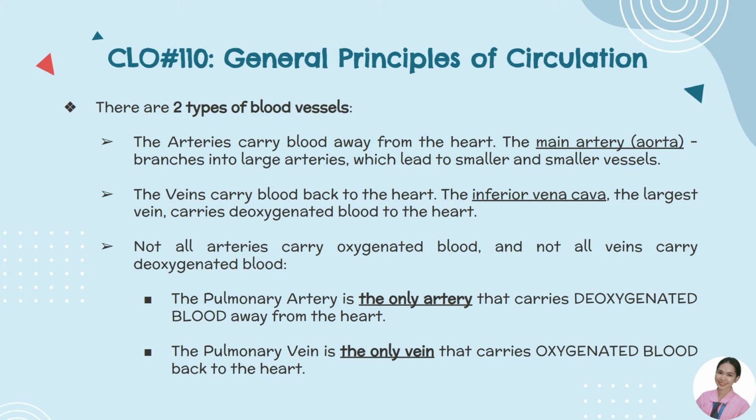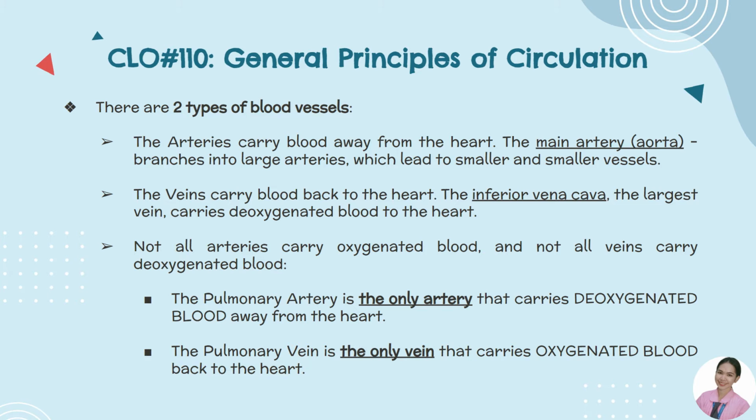First, we have the arteries. The arteries carry blood away from the heart. The main artery, which is the aorta, branches into large arteries which lead to smaller and smaller vessels. Next, we have the veins. The veins carry blood back to the heart. The inferior vena cava, which is the largest vein, carries the blood back to the heart.